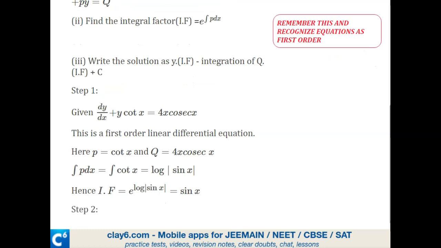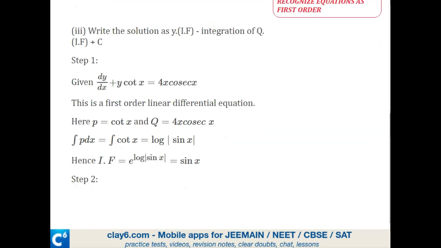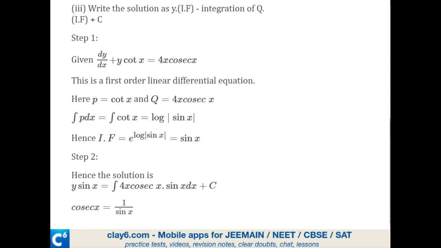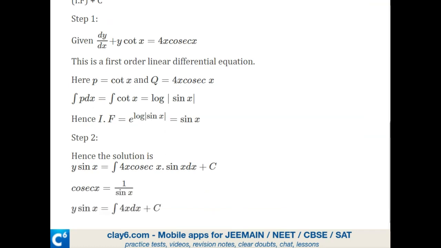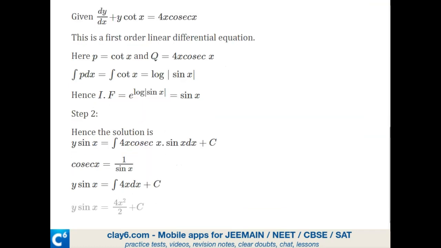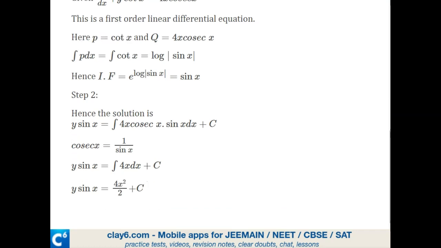So the integral factor is e power log of sin x to the base e, which makes it sin x. Then the solution now just becomes straightforward. Cosecant x times sin x is 1, so we end up with just 4x.